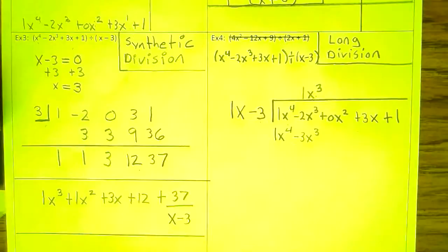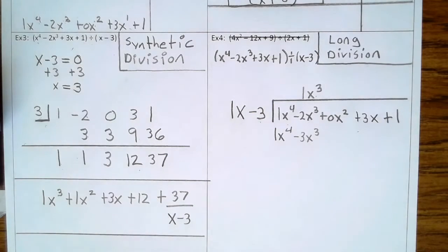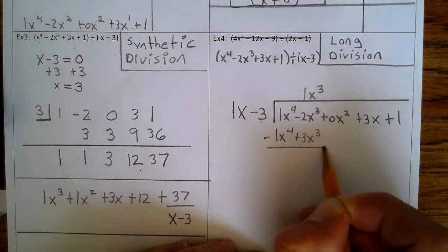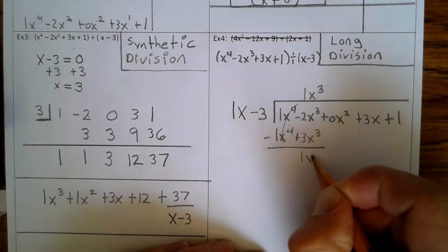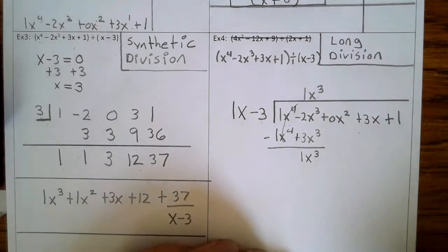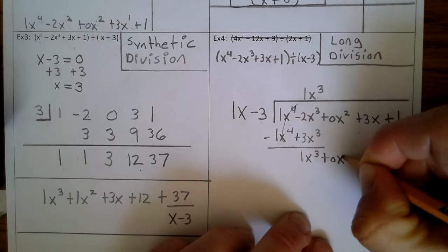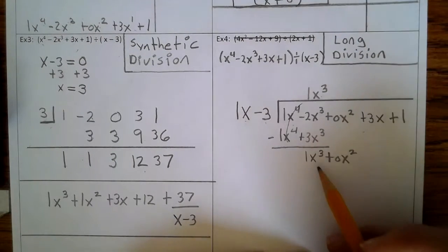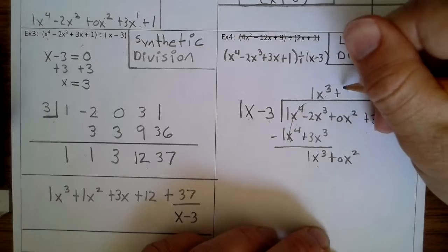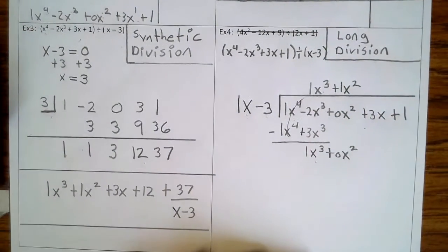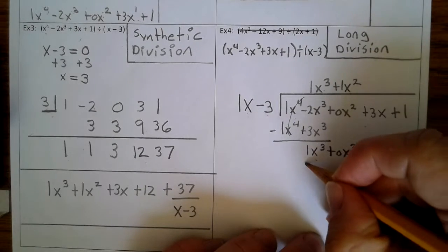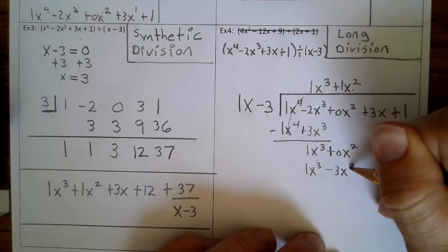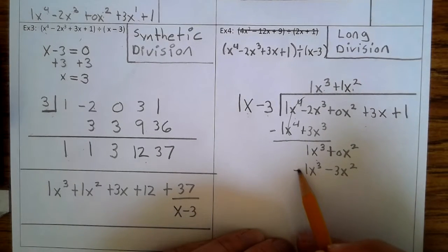Now, you subtract, so minus becomes plus. Now that cancels, you're left with 1x cubed. Bring down the plus 0x squared. Now, what do you multiply 1x by to give you 1x cubed? The answer to that is plus 1x squared. Now we multiply. 1x squared times 1x is 1x cubed. 1x squared times negative 3 is negative 3x squared. We subtract, becomes a plus. We get 3x squared. Bring down the plus 3x.